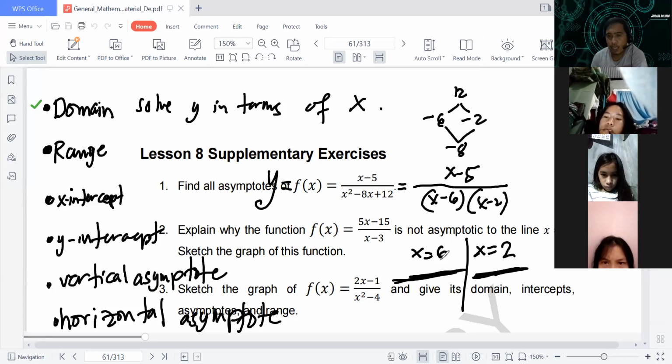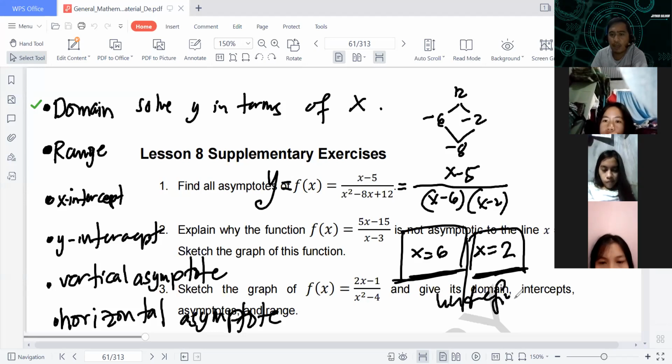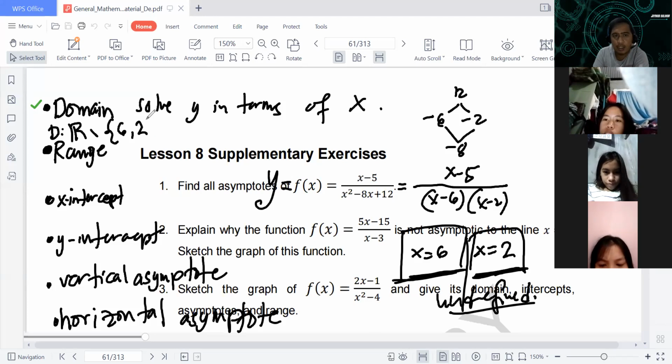Klaro? Because when x is 6, this becomes 6 minus 6. It becomes 0. 0 times any number is 0. The denominator becomes 0. The same thing when x is 2, because 2 minus 2 is 0, times any number still that is 0. The denominator becomes 0. Okay? So these two values can make your function undefined. So your domain, by the way, domain is denoted by D, will be all real numbers except the numbers 6 and 2.